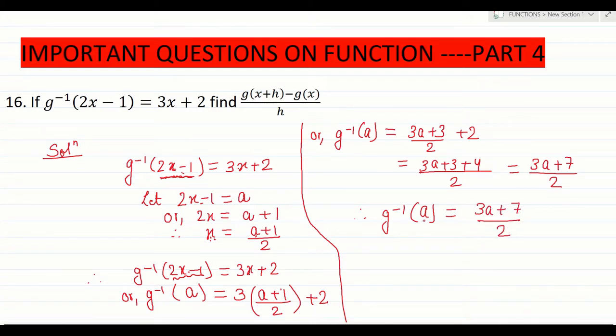Now we can replace this a by x. As soon as you replace this a by x, the a on the right must also be replaced by x. So therefore g inverse x is equal to (3x plus 7) over 2. We have found g inverse x. Now, with the help of g inverse x, we are going to find out g(x).